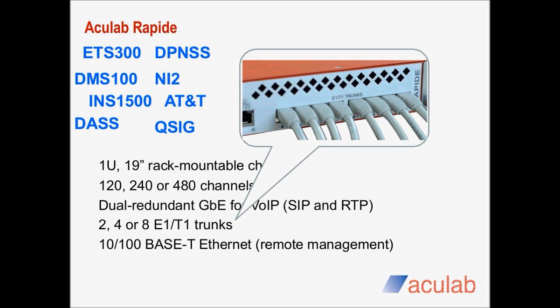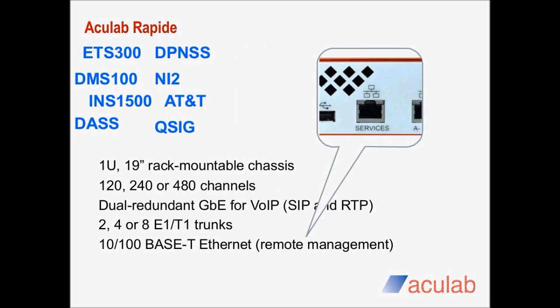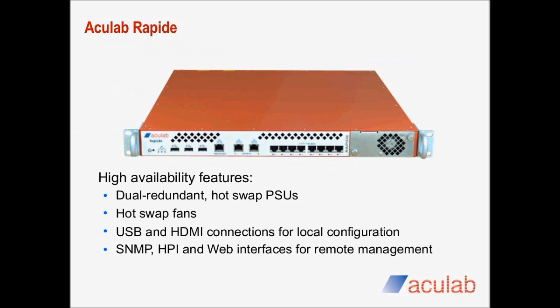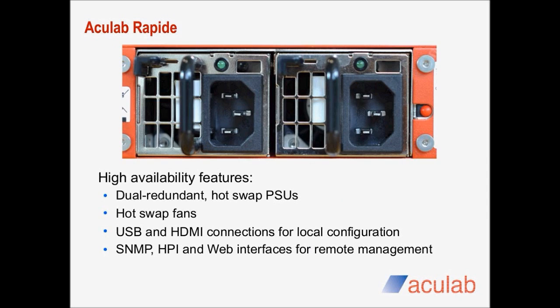Then we have a services port, and that's where the communication between the actual Rapid server and your application server will take place. So it's through this port that communication will take place. In addition, that's where things like SNMP traps and so on will be coming out of. So in terms of redundancy of the box, it comes with 2 hot swap power supplies. That means you can replace one of the power supplies while it's running.